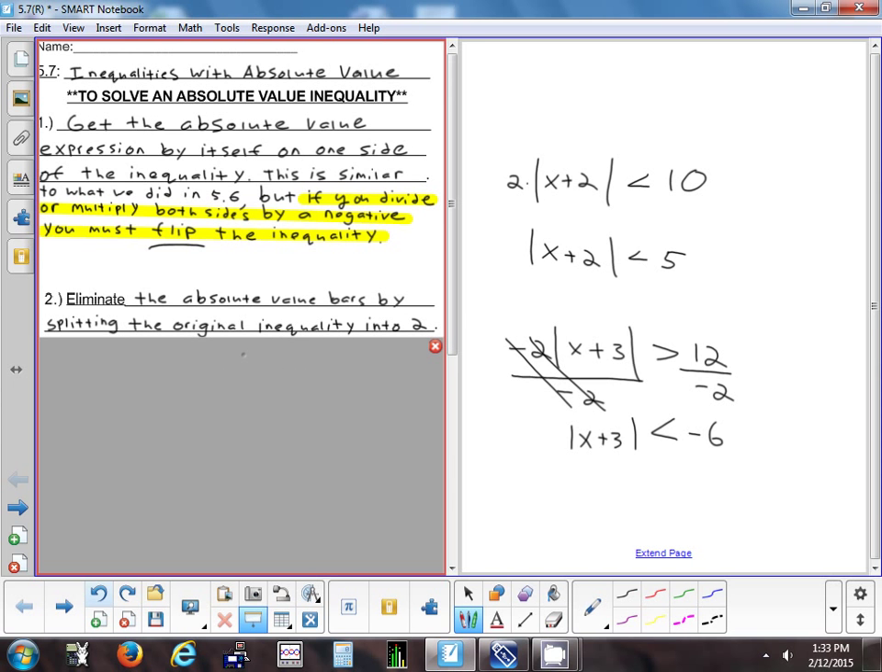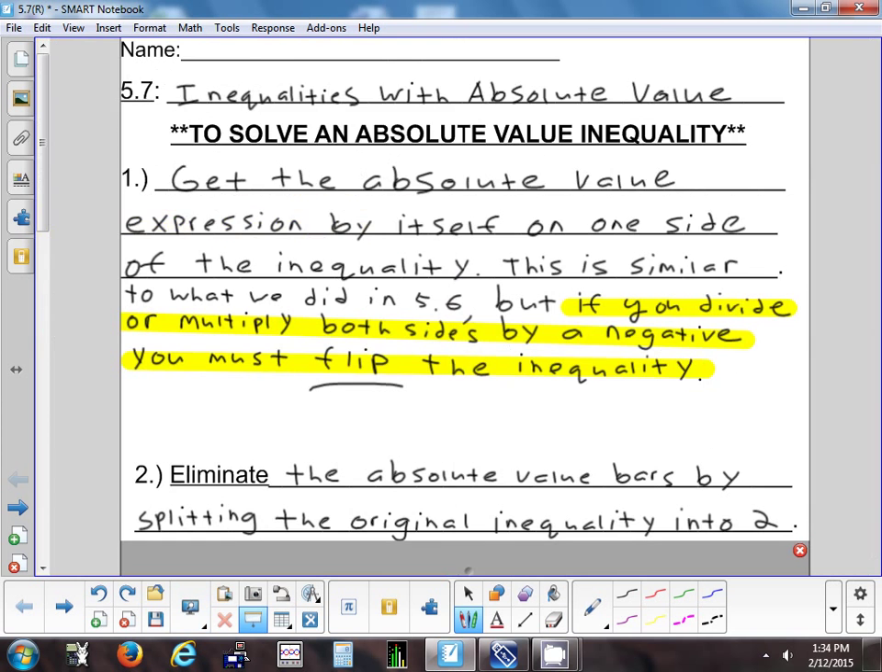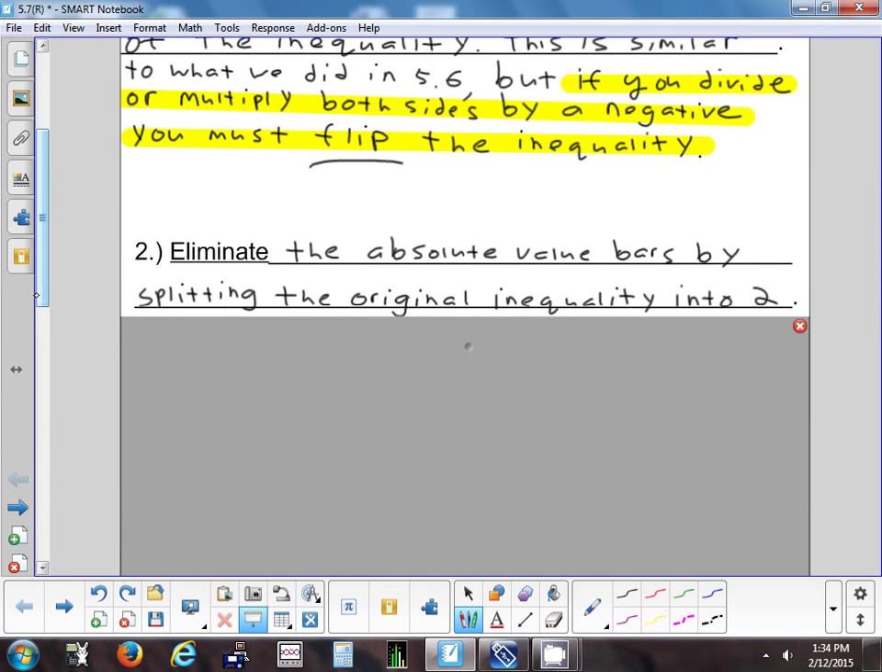Okay, now Victoria already gave us part of our second step. She said, don't we split it? Yeah, we're going to split it very similar to what we did on Monday. We're going to eliminate the absolute value bars. I'll make that bigger so you guys can see it. You're going to eliminate the absolute value bars by splitting it into two. When we split it into two, the first thing that's going to happen is the bars go away.